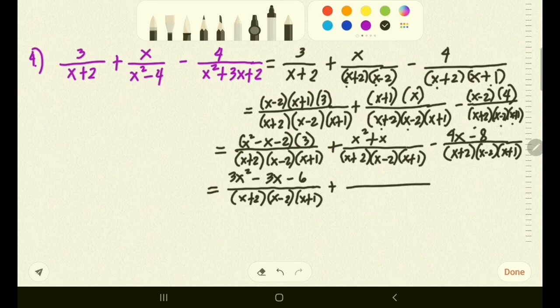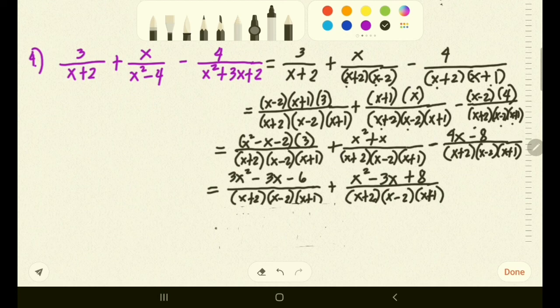For x squared, there are no similar terms in the numerator, so just copy. But for x, the similar term is 4x. So x minus 4x is negative 3x. Then minus negative 8 would be positive 8. Over x plus 2 times the quantity of x minus 2 times the quantity of x plus 1.